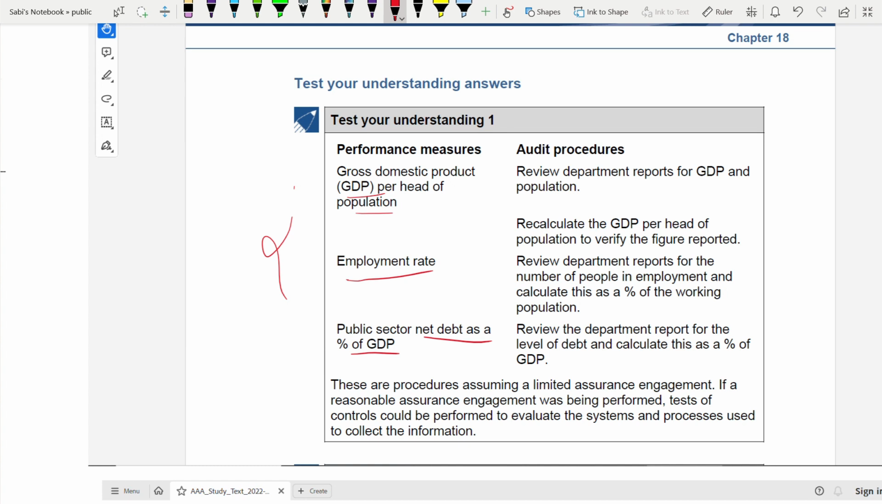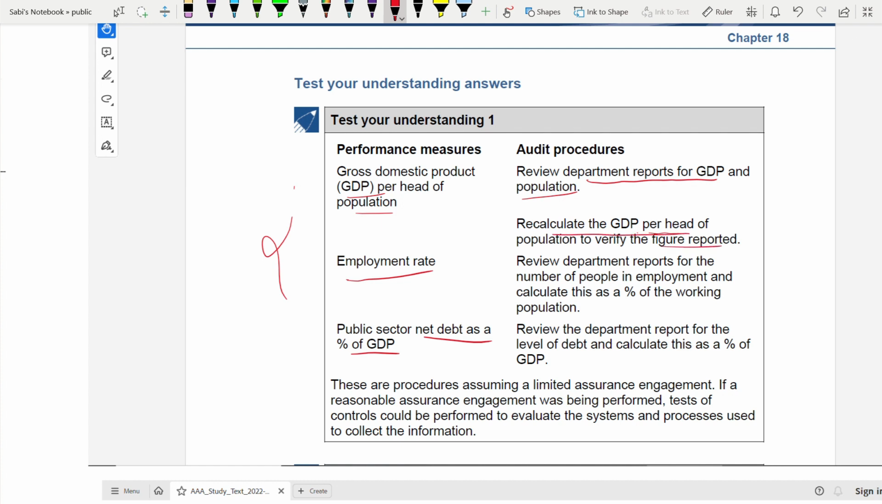if it's a performance measure, if it's GDP per head, what would be the audit procedure? Where do you need to go? You need to review department reports for GDP and population. The department will have the number of population as well as the GDP also. You can calculate GDP per head equally. The second audit procedure could be to recalculate GDP per head to verify the figure reported.